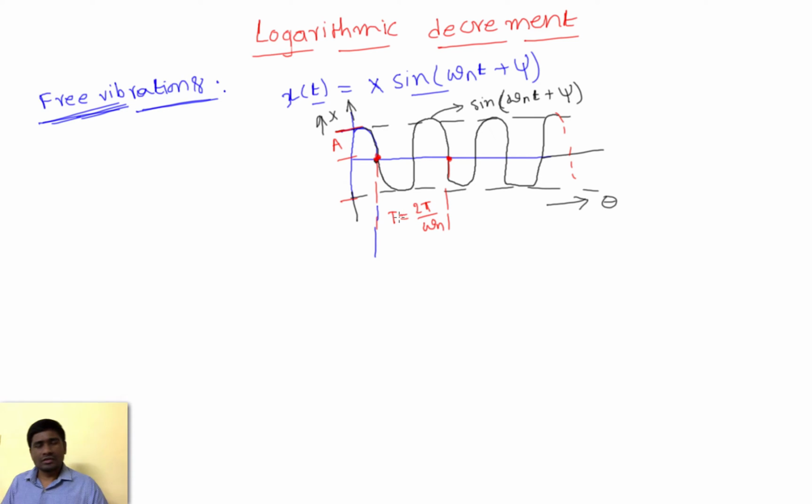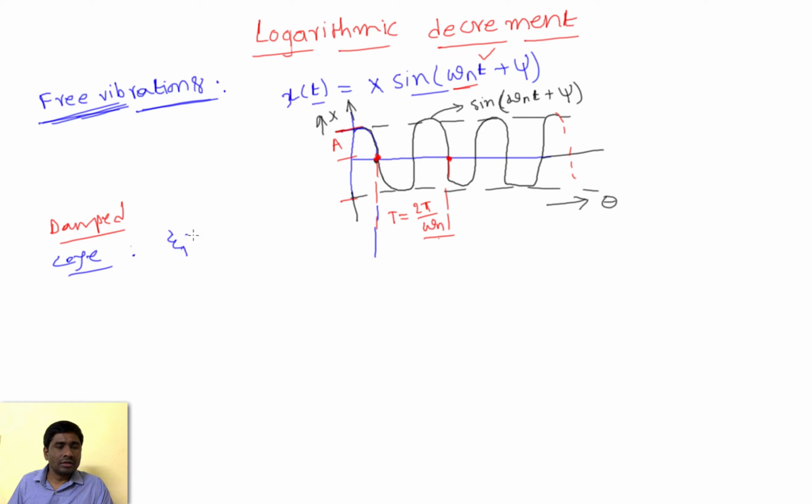2 pi is the period of sine theta, and here we have omega n before theta. Here theta is nothing but t, that is the variable, so we need to divide 2 pi by omega n. And now we will see what happens in the case of the damped system. In a damped system, the first case is case 1, that is when critically damped, that means xi equals 1.